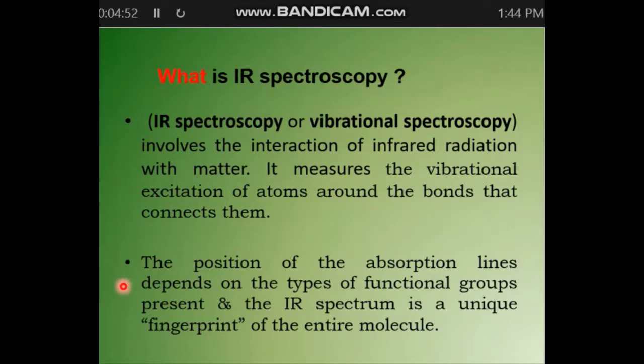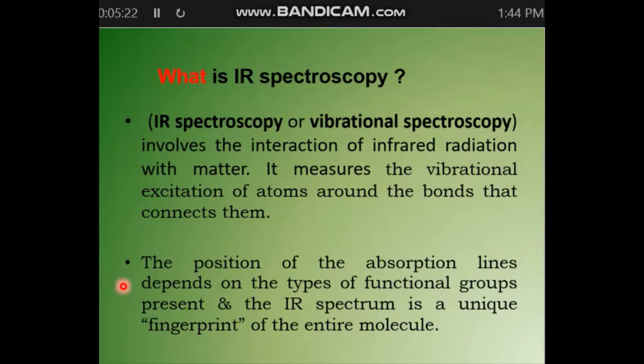What is IR spectroscopy? IR spectroscopy, also called vibrational spectroscopy, involves the interaction of infrared radiation with matter. And spectroscopy is a branch of science that deals with the spectra produced by molecules when a molecule interacts with energy. Here the energy is given by electromagnetic radiation to the molecule.